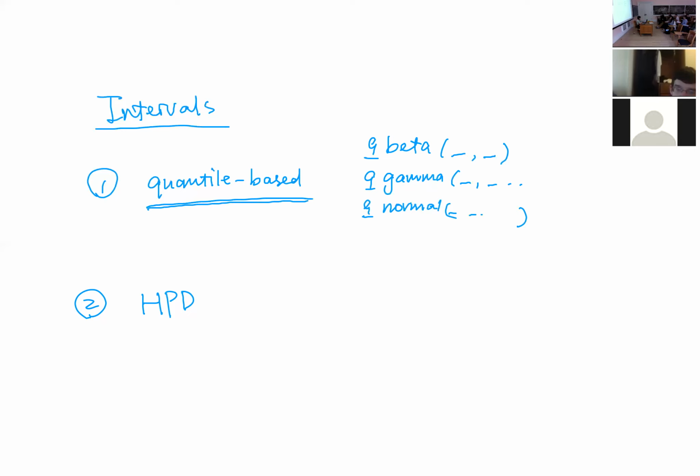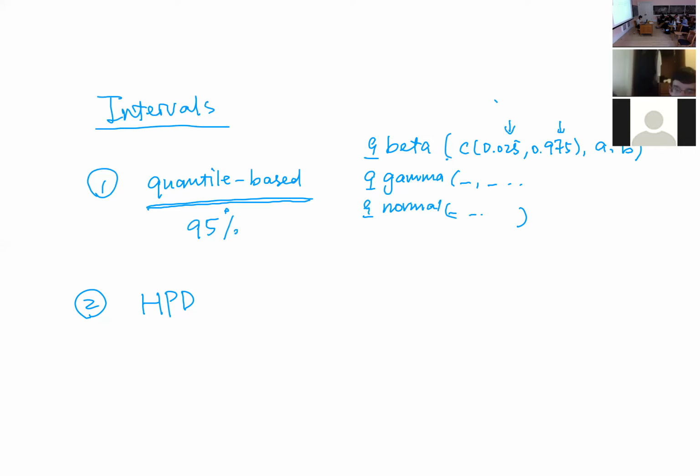Because in Bayesian analysis, we assume that the parameter is random. So if you try to produce, say, a 95% quantile-based interval, I want the central 95% quantile-based interval. So for Q beta, I will plug in 0.025, 0.975, and then the A and B, to get the central 95% interval, because I'm trying to get the cutoff points.